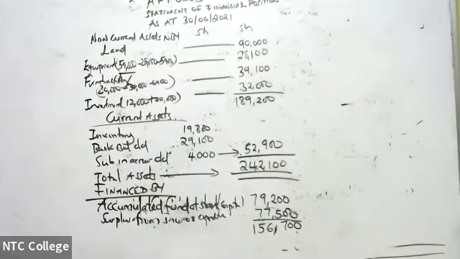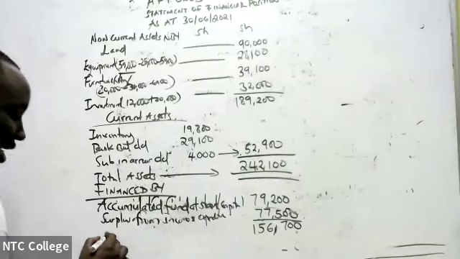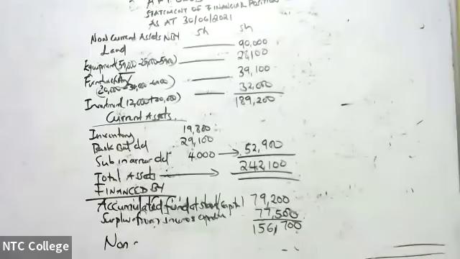So that should be that. Then we have the non-current surplus liability. Where did we get it from? Our core class, there is the income and expenditure account. That is where we got surplus from the income and expenditure account.